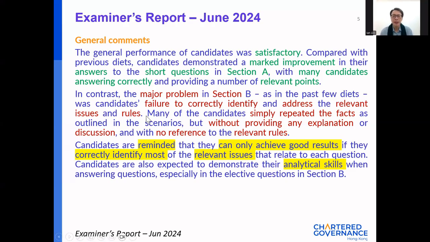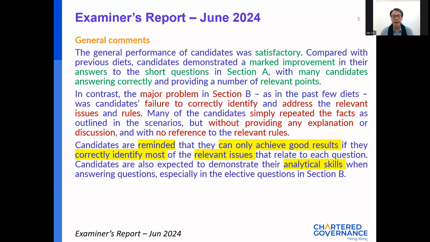Many of the candidates simply repeated the facts as outlined in the scenarios without providing any explanation or discussion and with no reference to relevant rules. So this is a common habit of many students or candidates sitting exams. They just copy the story again, they copy the question again. But think about it. How can you score marks in an exam? It's by answering the question. So that's why I rarely ever copy the question and I rarely ever copy any facts.